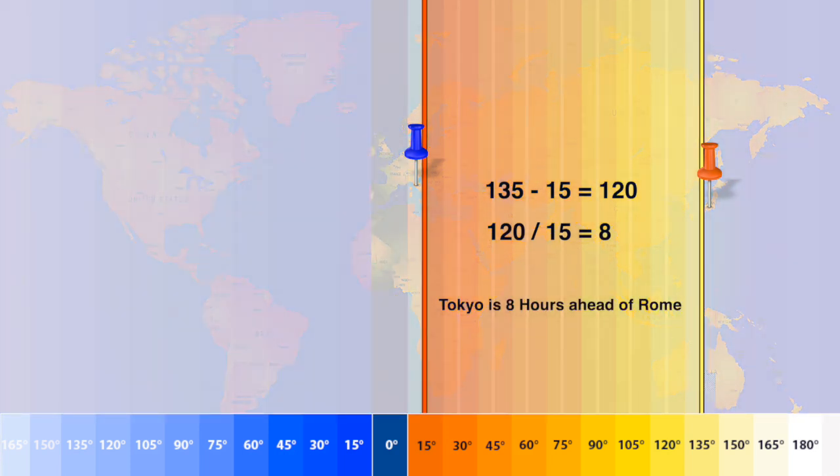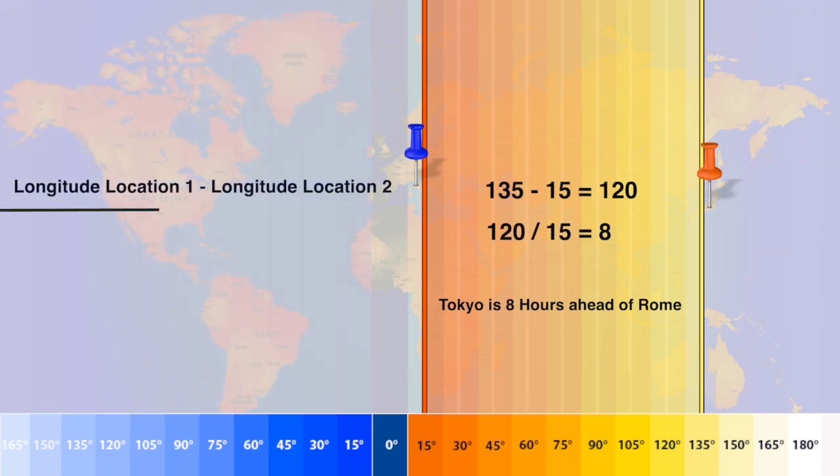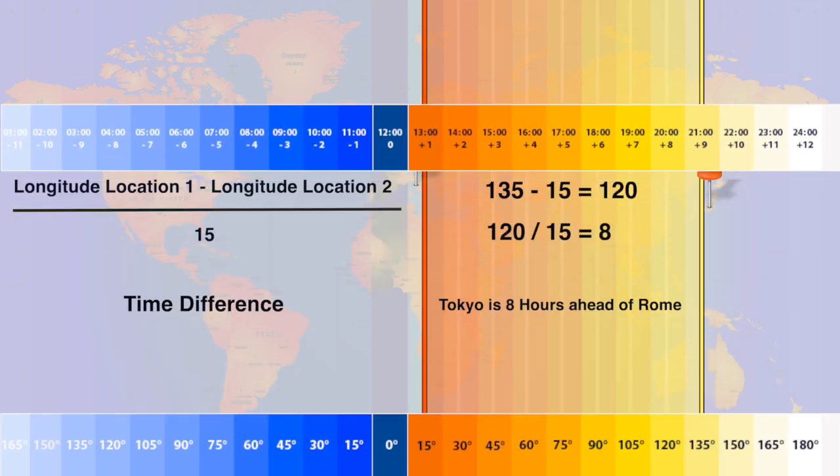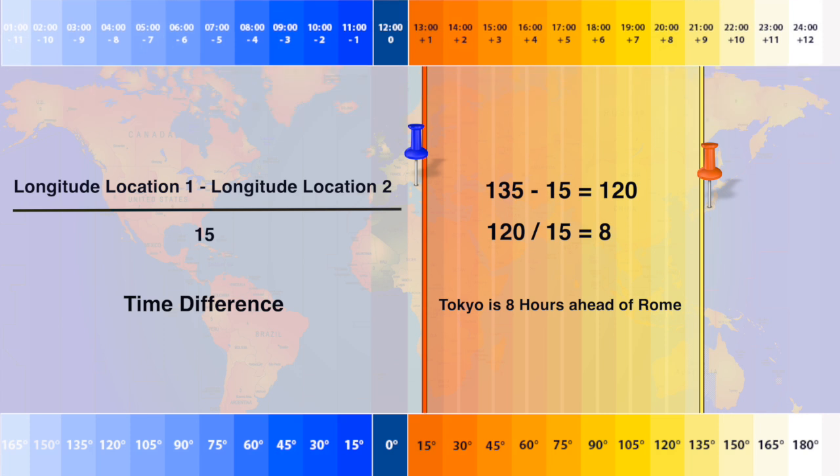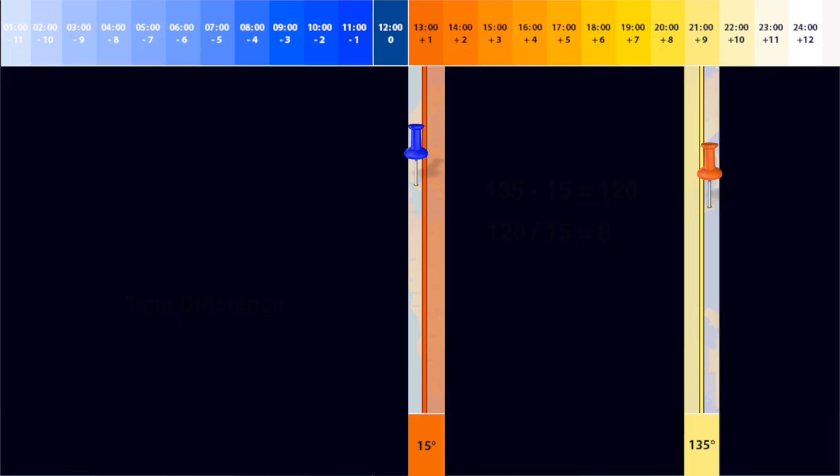This formula can be represented as longitude of location 1 minus longitude of location 2, divided by 15, equals time difference to the nearest hour. Let's introduce the time zones again to check our answer. And there you have it, an 8-hour time difference.